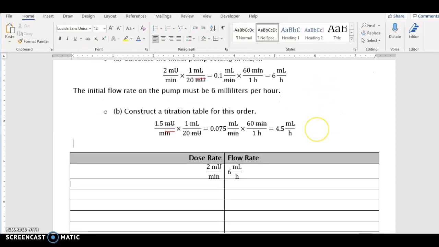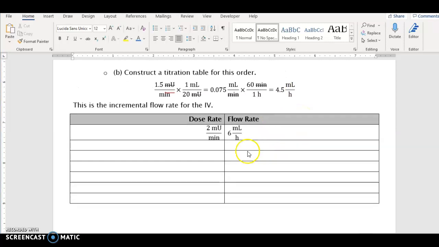So this is the incremental flow rate for the IV. In other words, if labor is not induced, then you would increase the pump setting by 4.5 milliliters per hour until the patient goes into labor, or until you reach the maximum dose rate. Now that we have the incremental flow rate, we're going to fill out the rest of the table.